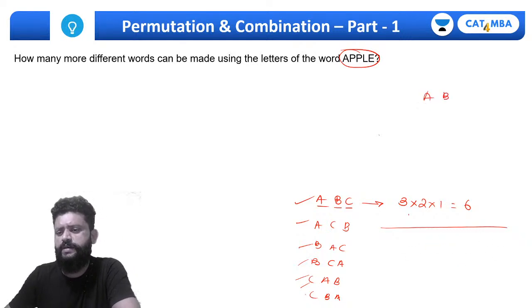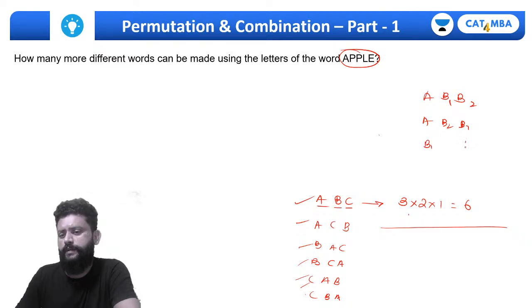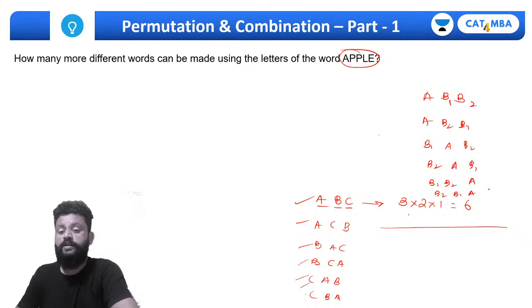If it is just A, B, B, if it is B1, B2, then we can have A, B2, B1, then B1, B2, A, or B2, B1, and this is A, or we can have B1, B2 here, last A, and B2, B1 here, and last A. So these are, but B1 and B2 are not different.